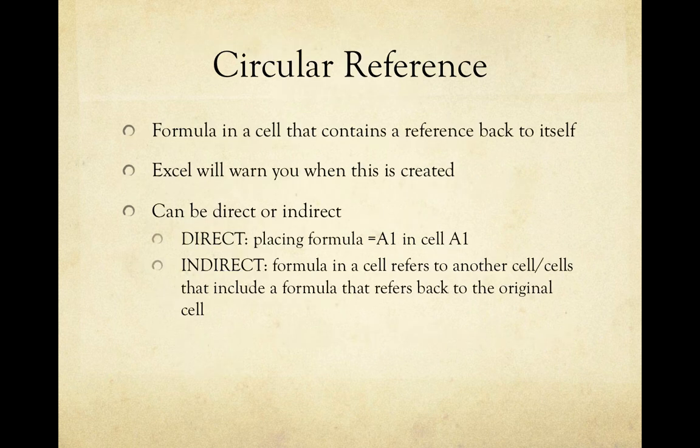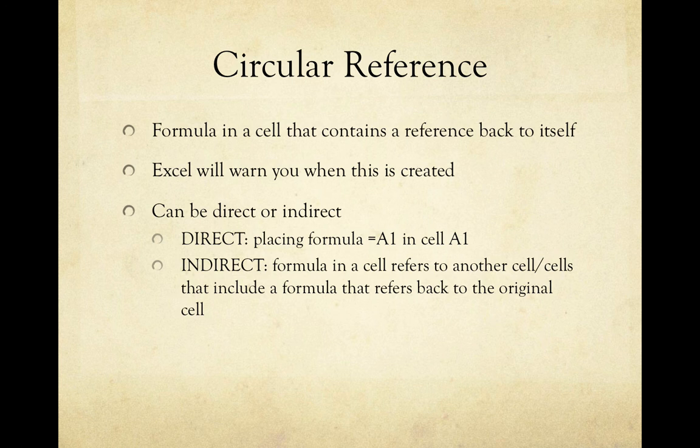I want to talk about circular reference in a little bit more detail. It's a formula in a cell that contains a reference back to itself. Okay? I'm going to go over this in just a minute with you so you understand, because that seems a little confusing probably at first when you see or hear that. In most cases these result in incorrect formulas. So Excel is going to warn you when a circular reference has been created. It can be direct or indirect, and you need to know the difference between these two for the test.